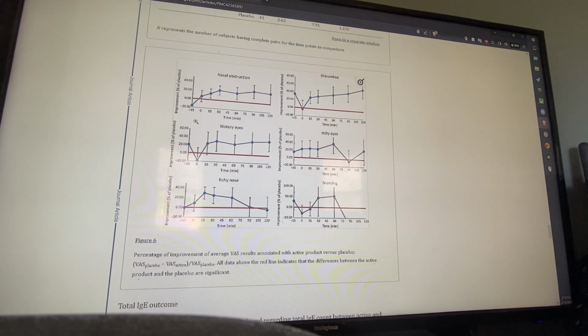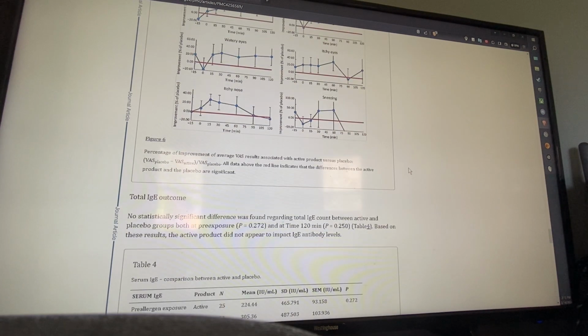here's the graphs. So if you have nasal obstruction, you see relief almost immediately. If you have runny nose, relief for up to 2 hours, still climbing. Watery eyes, relief. Itchy eyes, relief for an hour and a half. Itchy nose, you see relief for an hour and a half, and then it kind of tapers off. And then sneezing, it maybe doesn't help so much with sneezing, but for the most part, this will help you with allergy symptoms.